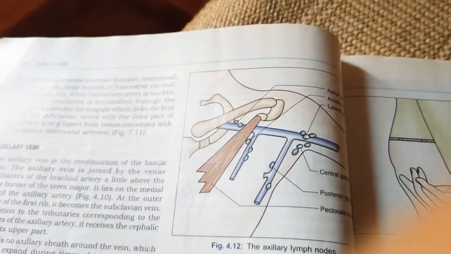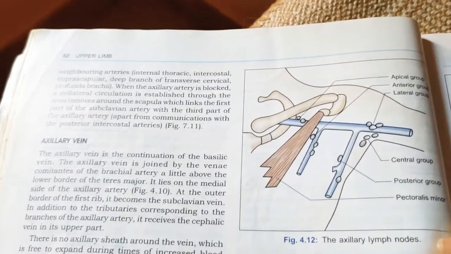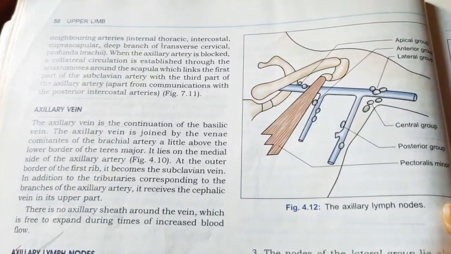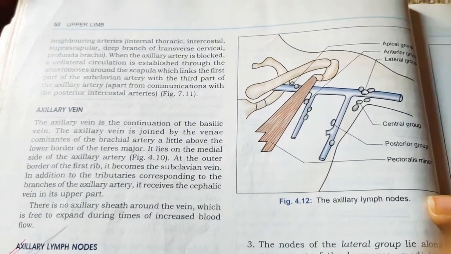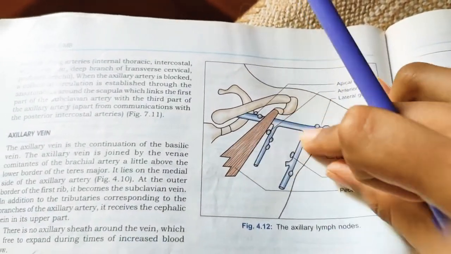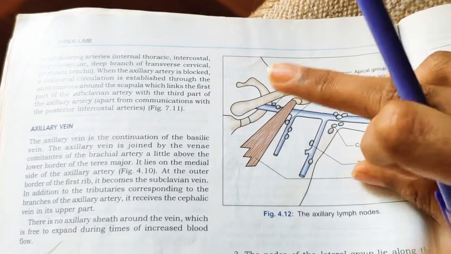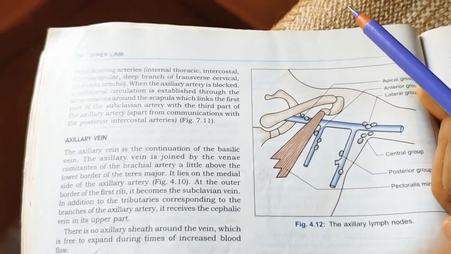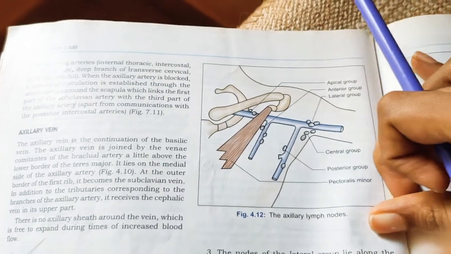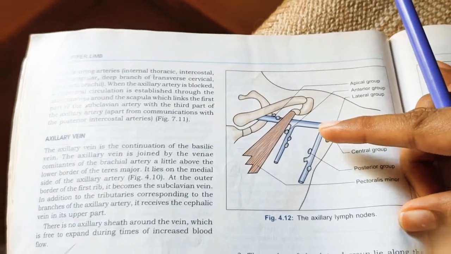Now we'll discuss the axillary lymph nodes. We already discussed them in the mammary gland anatomy, but here some more points are added. The axillary lymph nodes are scattered in the fibrofatty tissue of the axilla. Very important, they are scattered in the fibrofatty tissue of the axilla, and they are divided into a total of 5 groups. We know those 5 groups already: anterior group, apical group, central group, posterior group, lateral group, right? We will discuss them one by one.